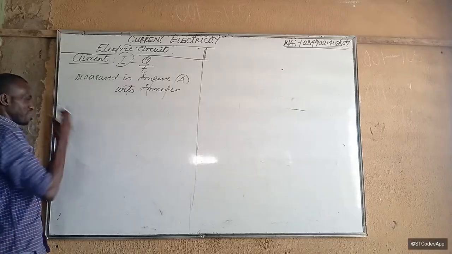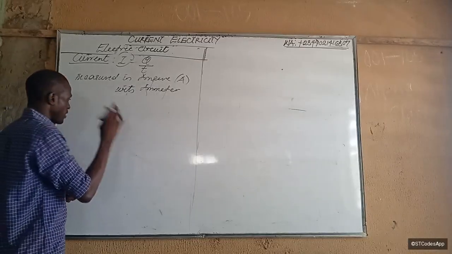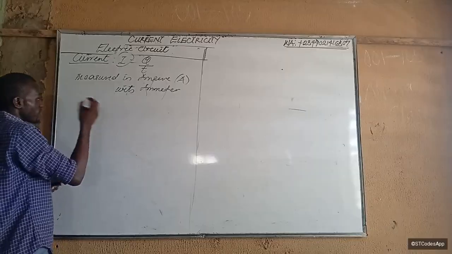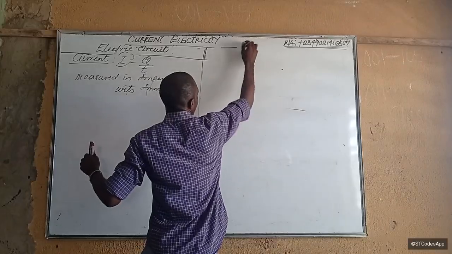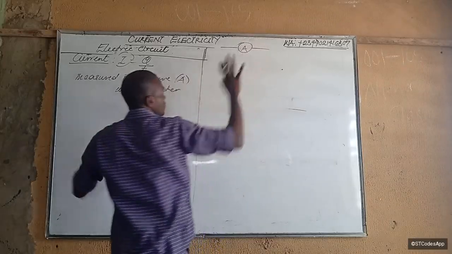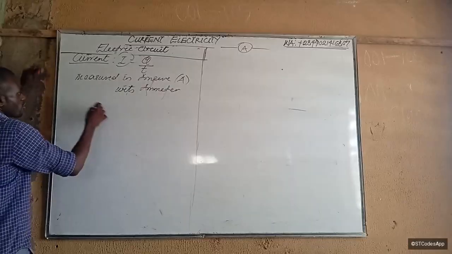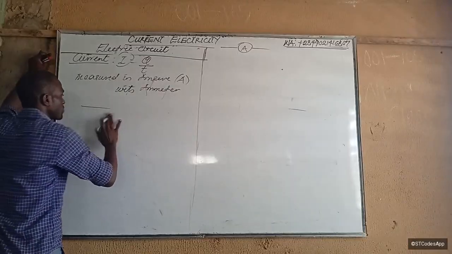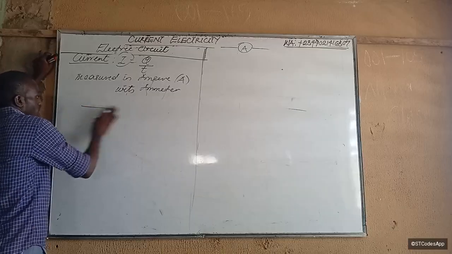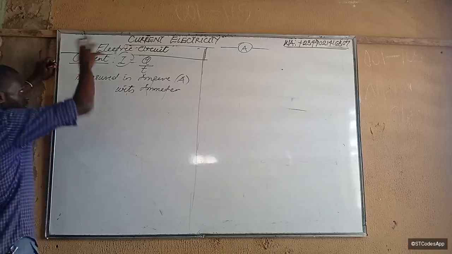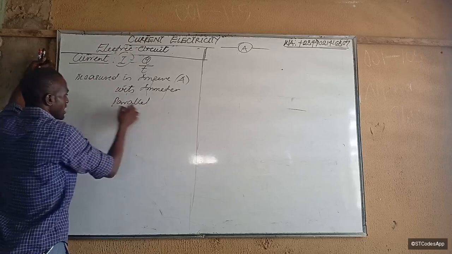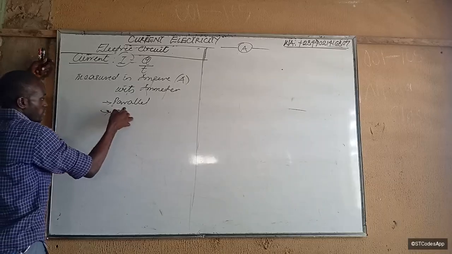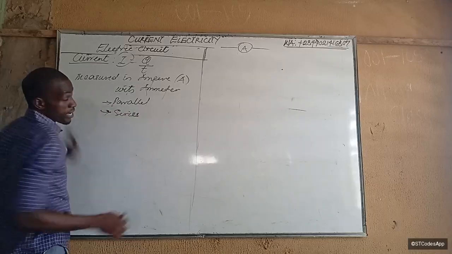Now, when you connect an ammeter in a circuit, this is the symbol for an ammeter. You see, I didn't cover those ones. This is what is called an ammeter. It looks like this. Very simple. When you connect an ammeter, it should be connected in series to the circuit. What does series connection mean? There are two connections for a circuit: there is a parallel connection and there is a serial connection, or we say series connection.